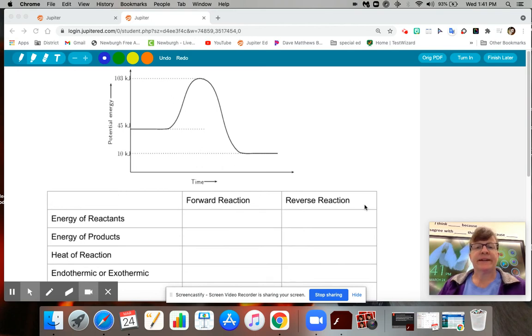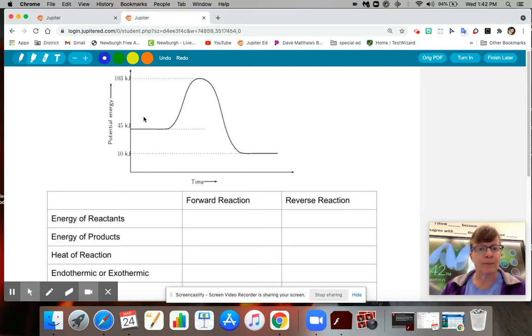Hi guys. Okay, so we really need to go over reversibility, equilibrium, and Le Chatelier's principle some more. So here we go. Let's look at the screen. This is the forward reaction. This is the reverse. Let's label.